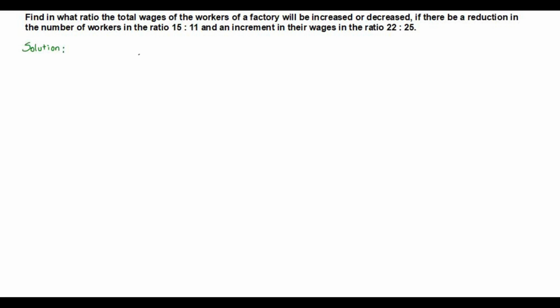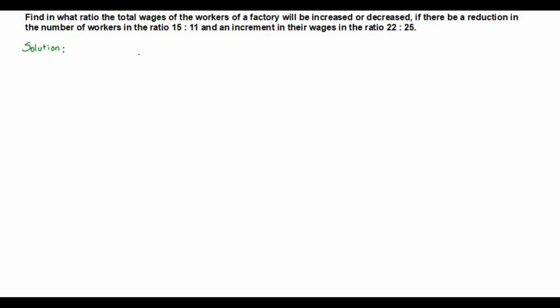There is a reduction in the number of workers in the ratio 15:11 and there is an increment in wages in the ratio 22:25. Because of these two changes, reduction in the number of workers and increment in wages, what will happen to the total wages of the factory? Whether the total wages is going to be increased or decreased, in what ratio? That is what we have to find.